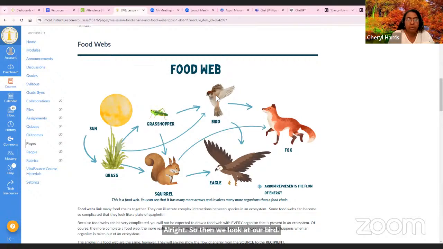All right, so then we look at our bird and we say that the bird is eaten by the fox. The bird is also eaten by the eagle. The squirrel is eaten by the eagle. But notice there are no arrows pointing away from the fox. There are no arrows pointing away from the eagle. So these would be our tertiary consumers or our apex consumers. They are the top of the food chain.